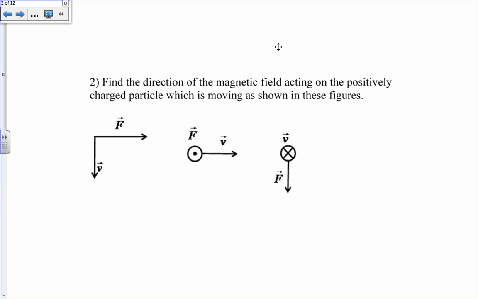Find the direction of the magnetic field acting on the positively charged particle. So here, instead of finding the force, you're trying to find the magnetic field. We've done examples like this in class. I'm just going to give you the answers so that you can practice on your own. Magnetic field on this one is into the page. Here, the magnetic field is up. And here, the magnetic field is to the right.